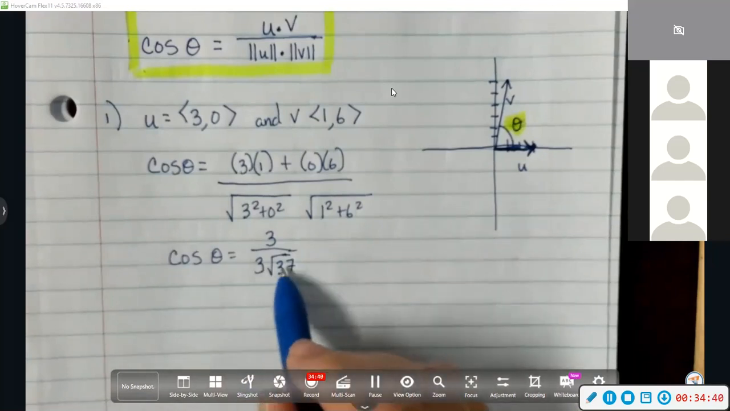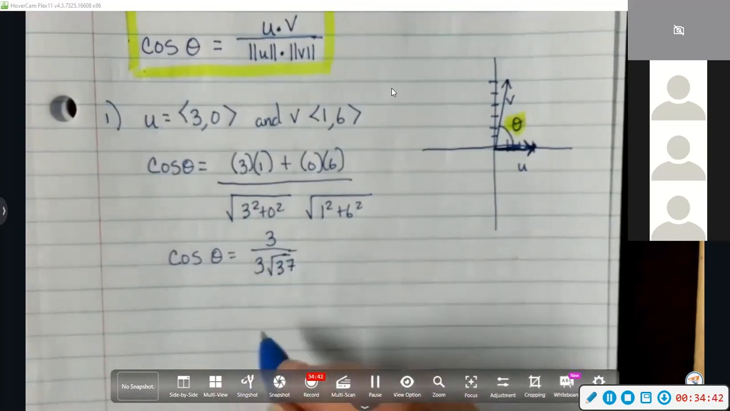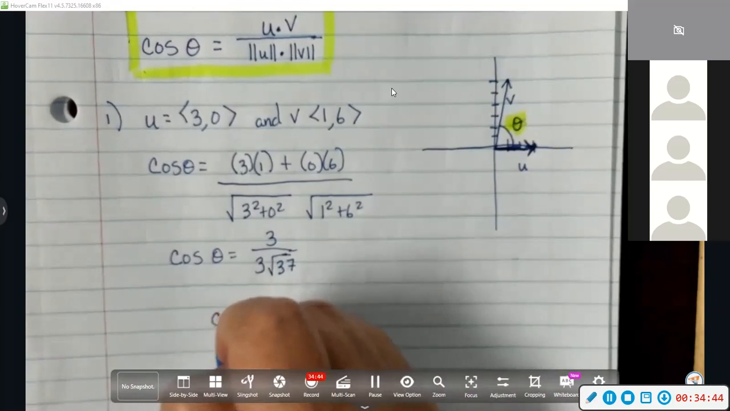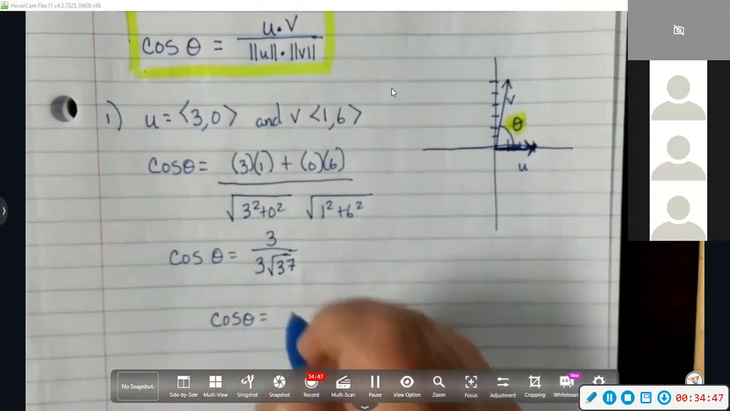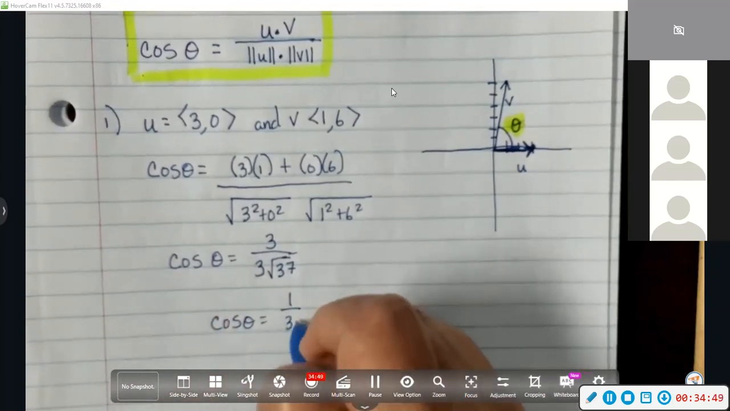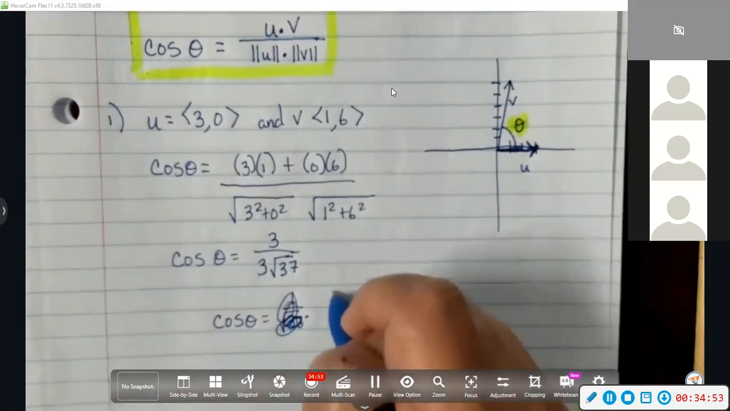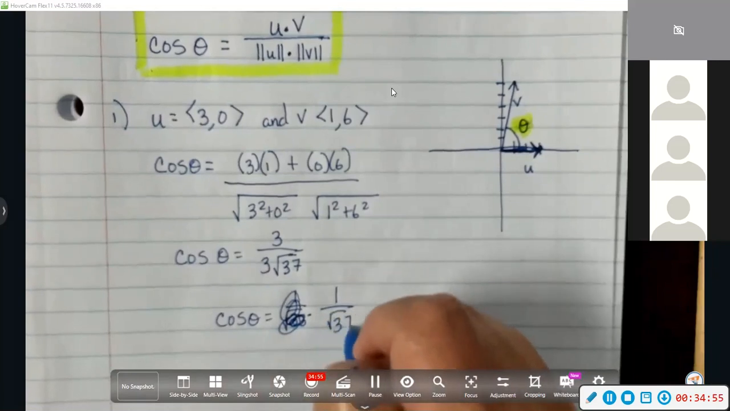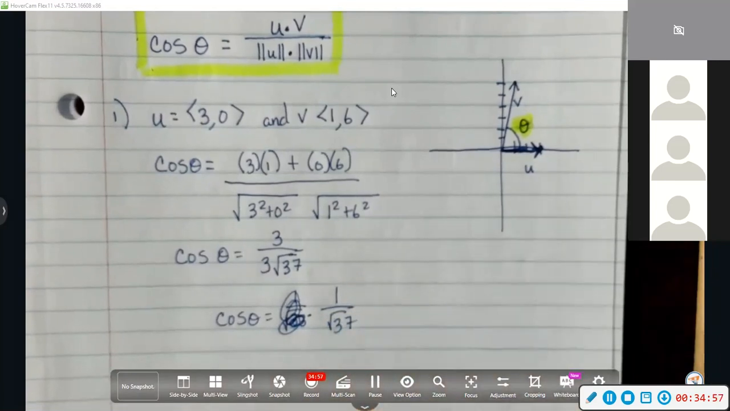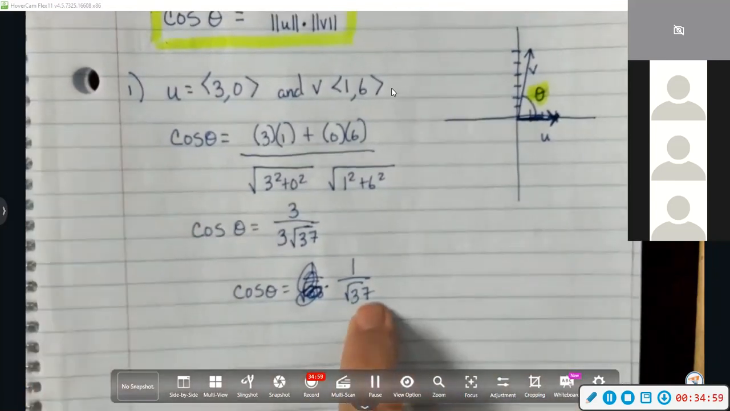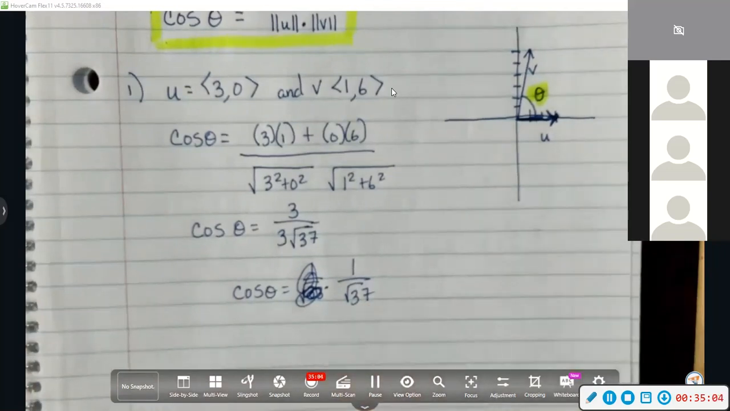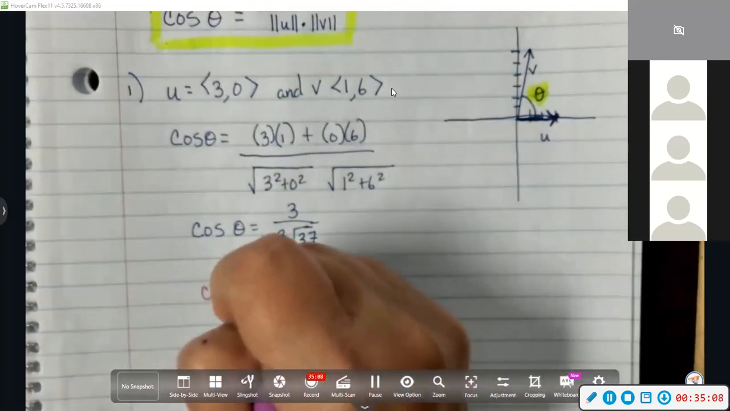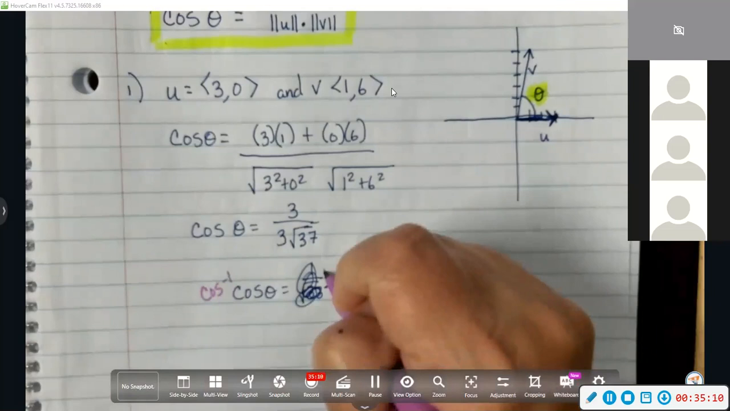We are multiplying here. When you're multiplying, you can divide. 3 divided by 3 gives us 1. So the cosine of theta is 1 over the square root of 37. 1 over the square root of 37 is not on my unit circle. So we will take the inverse cosine of both sides.